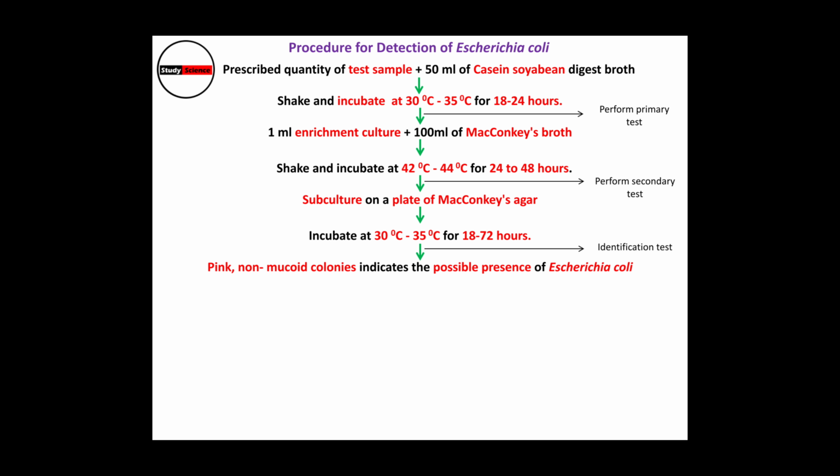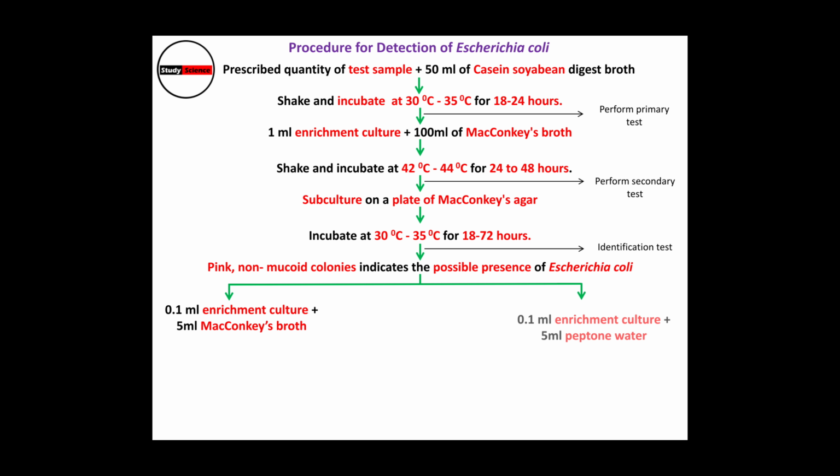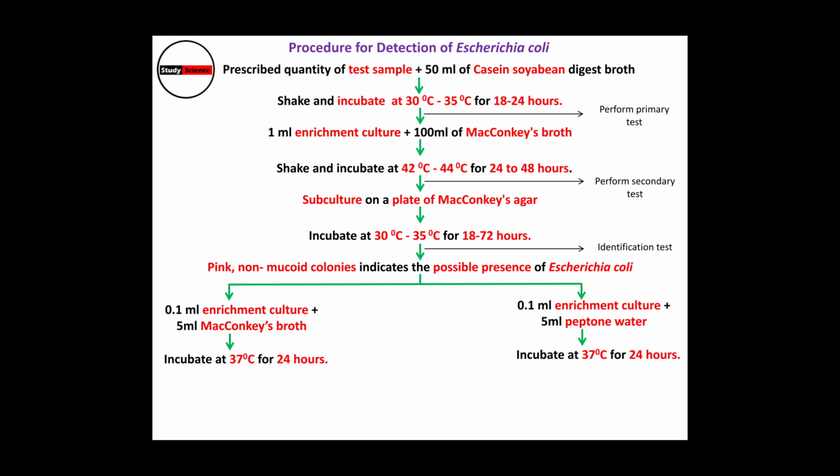coli. To confirm the presence of E. coli, we have to further perform the following test. In first case, take a 0.1 ml enrichment culture and 5 ml McConkey's broth, and in second test, take 0.1 ml enrichment culture and 5 ml peptone water. Incubate at 37 degrees Celsius for 24 hours.